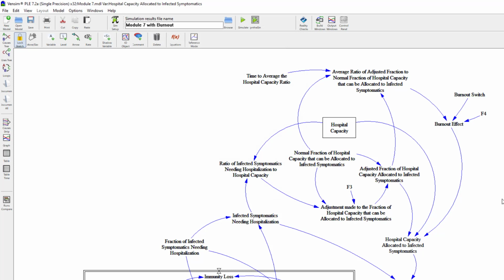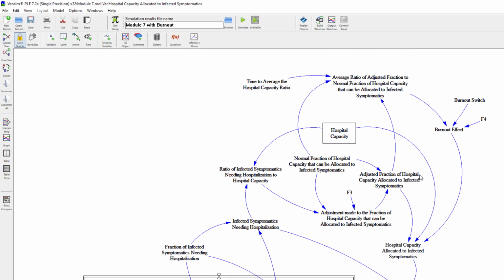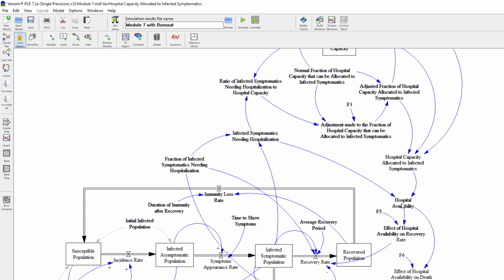All right. So that's it for this module. Next module, we will actually go and add quarantining of infected symptomatic population. So as we go through these modifications, our model is becoming more and more realistic.